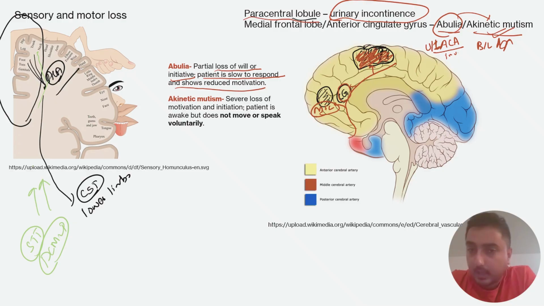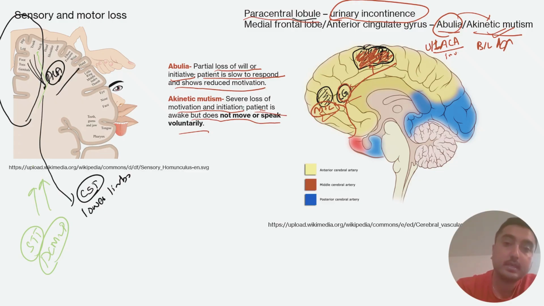If both the anterior cerebral arteries are involved bilaterally, then what we'll have is akinetic mutism due to the involvement of the medial frontal lobe and the cingulate gyrus on both sides. So that is a more severe form of abulia, where you have the loss of motivation and initiation. The patient is awake but does not move or speak voluntarily. So you ask the patient to raise his or her hand and he or she will not do that. So that is akinetic mutism.